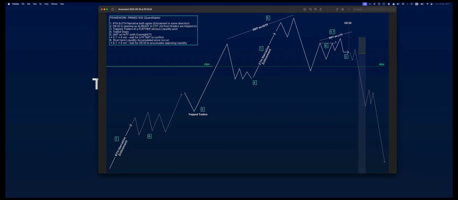9:30 is opening above a high time frame liquidity pool. So any traders who are operating on RTH, they get trapped long right at the open at a deep premium. So they're tricked into buying at an expensive price. It traps traders at a further obvious liquidity pool.